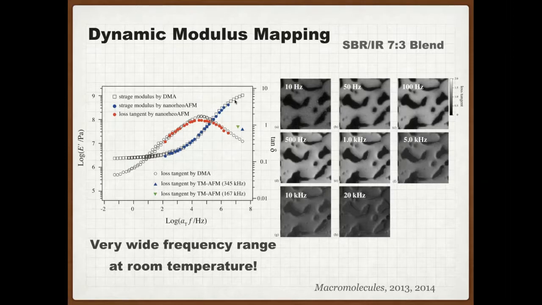The blue indicates the storage modulus, and the red indicates the loss tangent. The open symbols are for the bulk measurement. As I mentioned, bulk measurement only has 2 decades of frequencies, so you need to change the temperature. But our AFM technique has a very wide frequency range. In this specific case, we could perform 4 orders of magnitude of frequency change at room temperature. More importantly, the data correspond nicely to the bulk properties. So this technique is really quantitative.